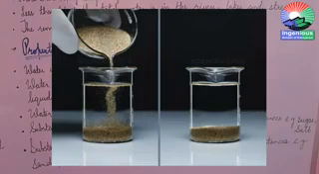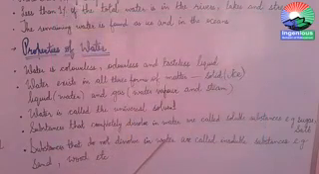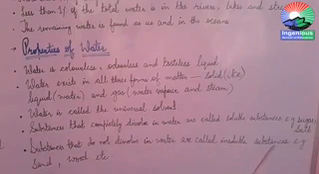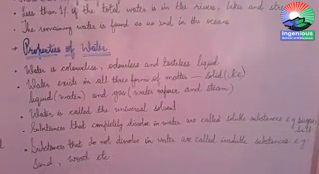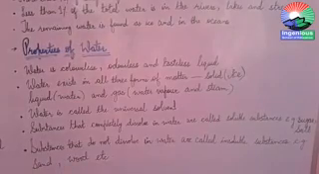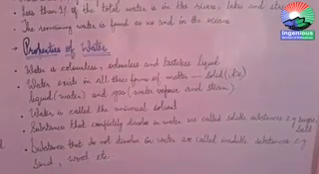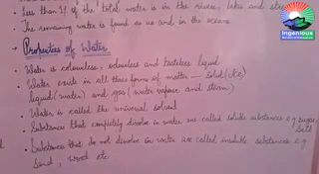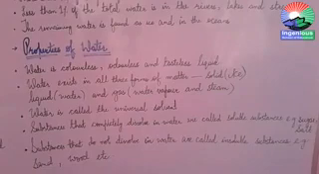Such substances that do not dissolve in water are called insoluble substances. For example, sand, wood, etc. Sand will not get dissolved in water. Similarly, if we add wood into the water, will it get dissolved? No, it will also not get dissolved. So sand and wood are insoluble substances. Are you getting me? Very good.